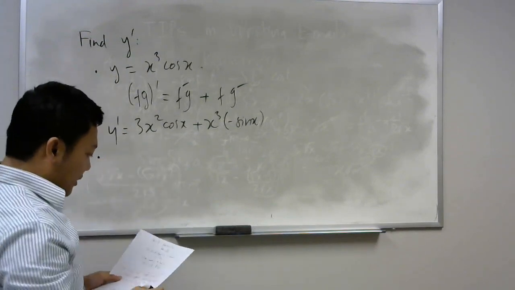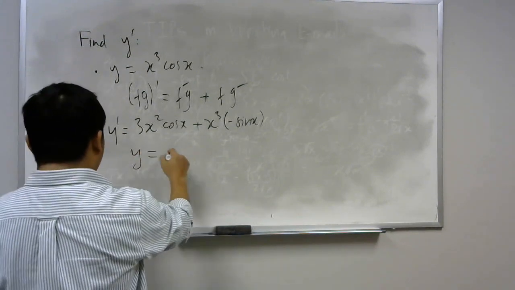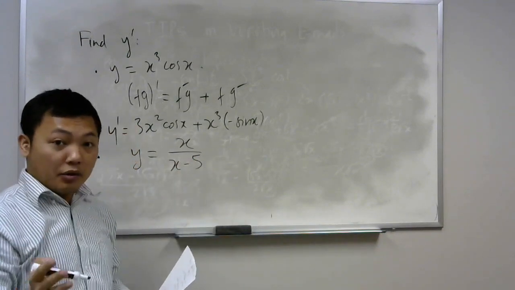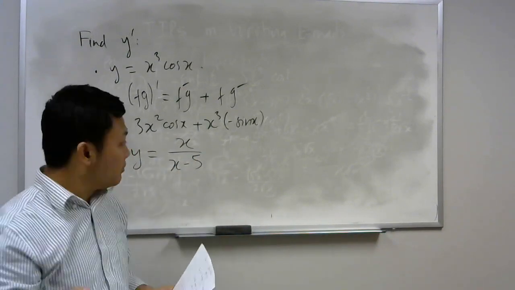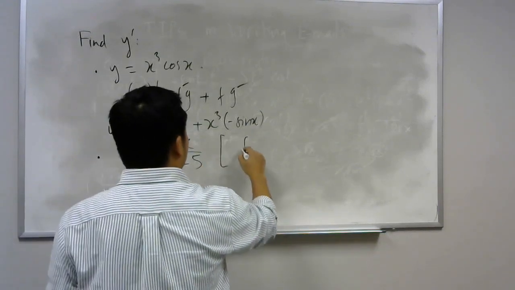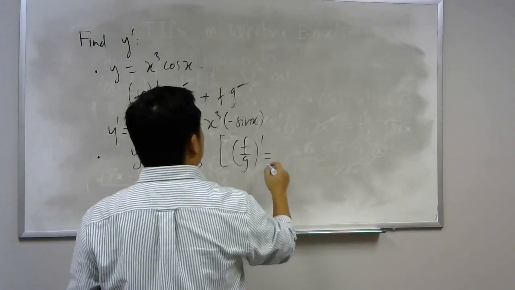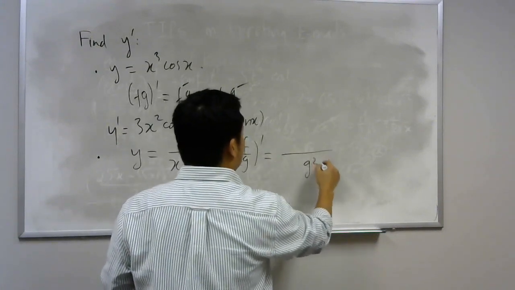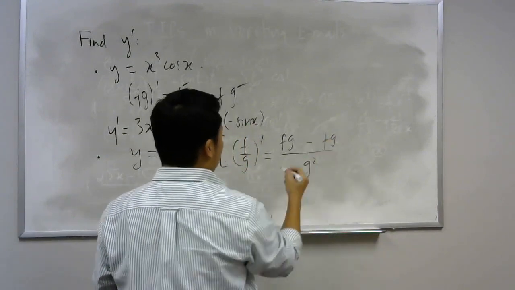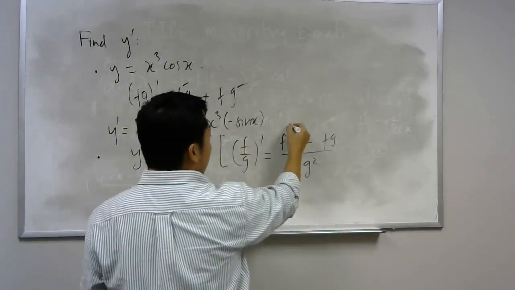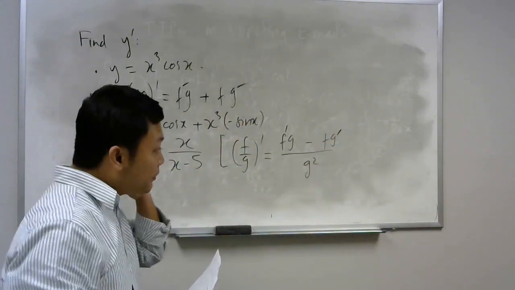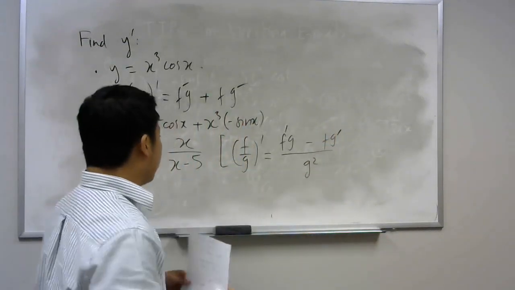Second question is y equal to x over x minus 5. So we have a quotient. We need to use the quotient rule. Let me remind you about the quotient rule. I have f over g, the derivative. Again, I write f prime g, but here we have minus because we have a quotient, and then I have the derivative of f here, and then here is g prime. And don't forget about g squared here.